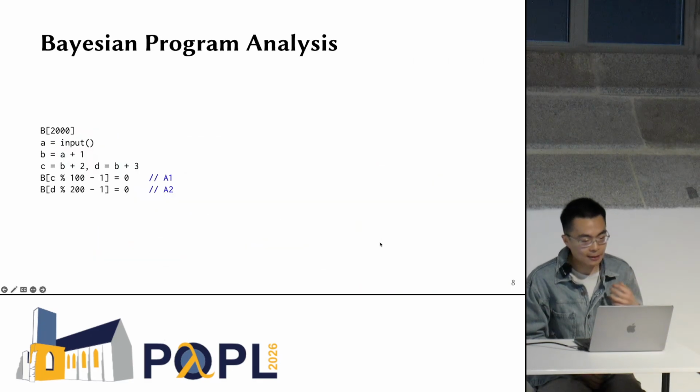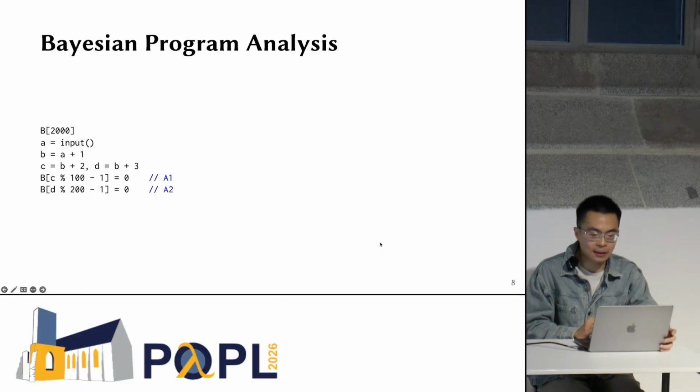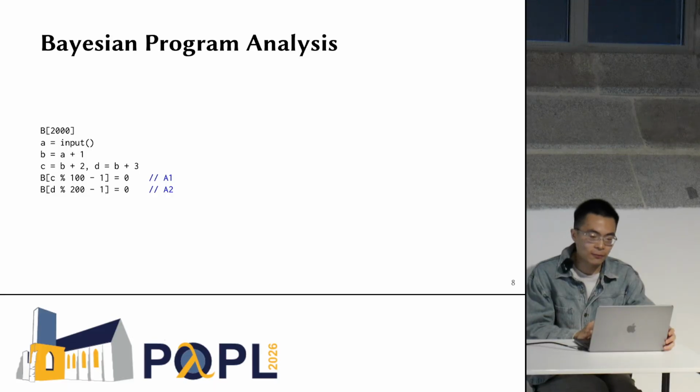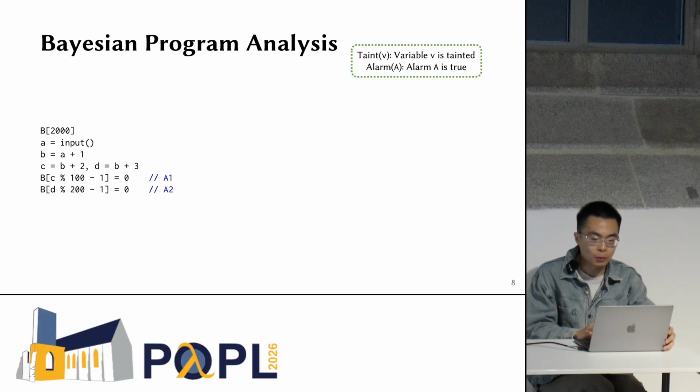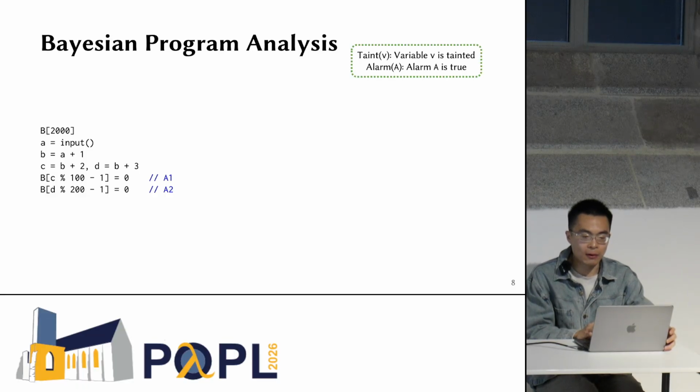We first illustrate the original semantics of Bayesian program analysis with an example. In the code fragment, variable A is read from external input, variable B is derived from A, and variables C and D are derived from B. Finally, C and D are used as array indices. We apply taint analysis to detect potential out-of-bounds bugs in these statements. We use taint V to denote that variable V is tainted by external input, and alarm A to denote that alarm A holds. Initially, we have taint A.